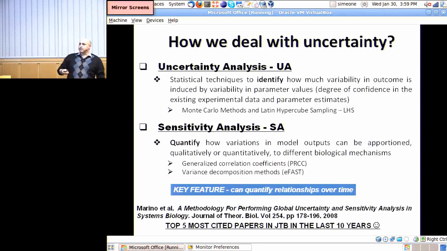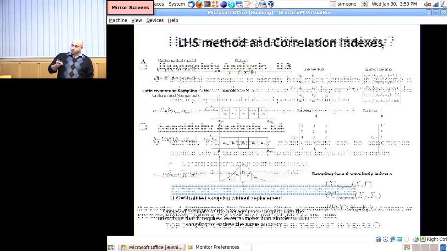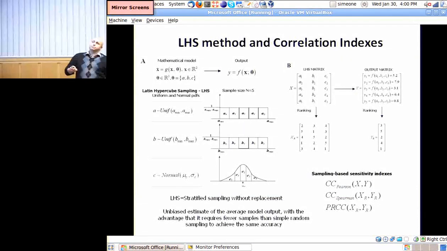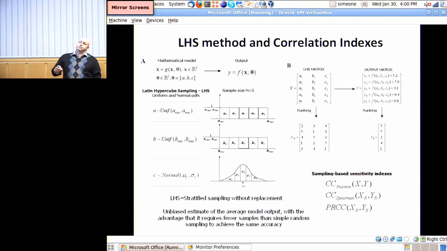We published a highly cited review in JTB, which is specifically targeted to performing this analysis globally in the parameter space. Briefly, we define a mathematical model, and here I'm showing a differential equation system, with state variable x and parameter theta, and the output is a function of these two.